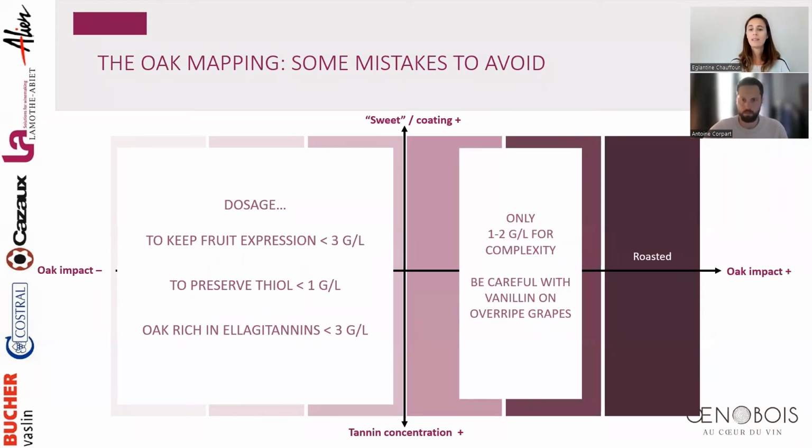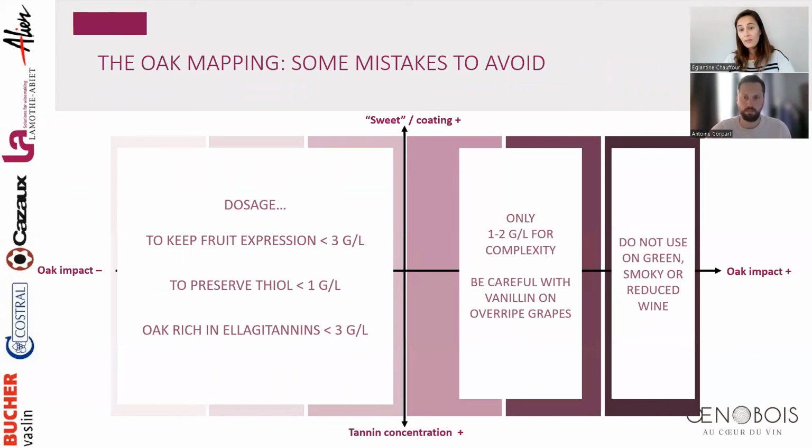Then when you are in the category rich in vanillin, you want to be careful on the overripe grapes. Using vanillin on grapes that have already a bit cooked aromas is not the best idea, because it makes the wine heavier, sweeter, and sometimes too heavy. So it's not necessarily the best match when you just want to go at lower dosage. So oak that are rich in vanillin, usually we recommend to work with 1 to 2 grams per liter to really improve and enhance aromatic complexity.